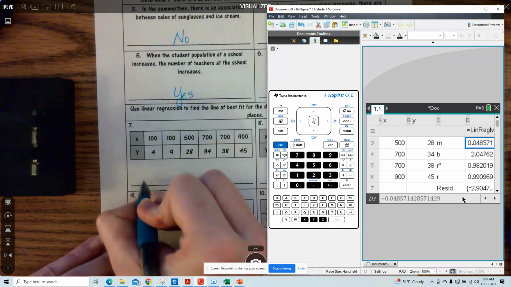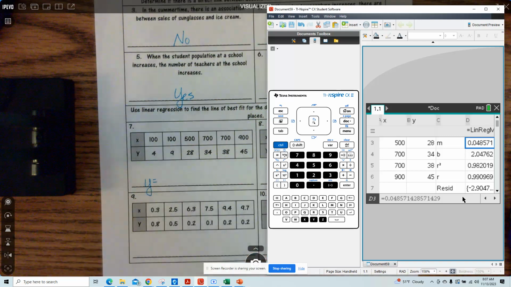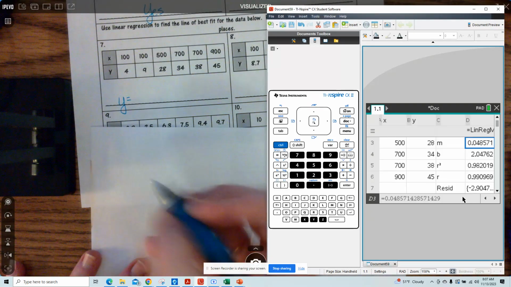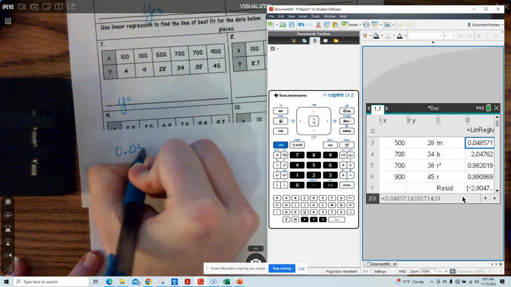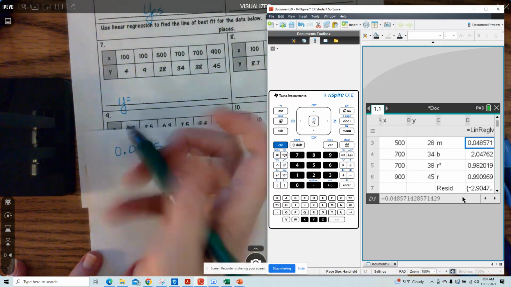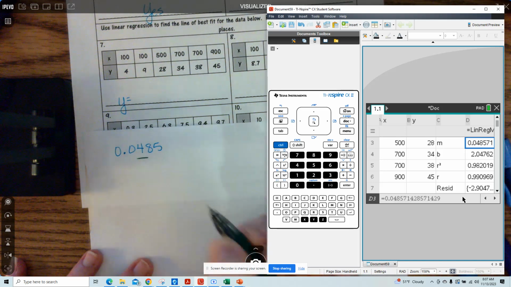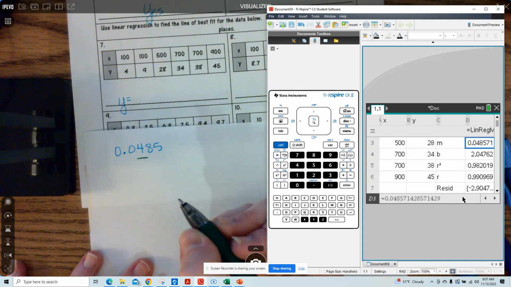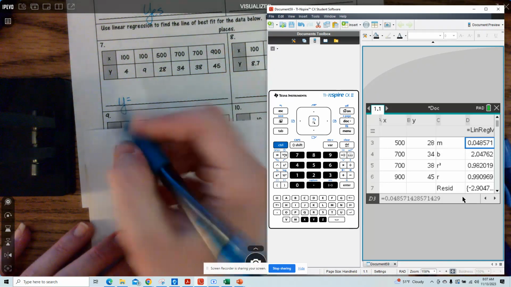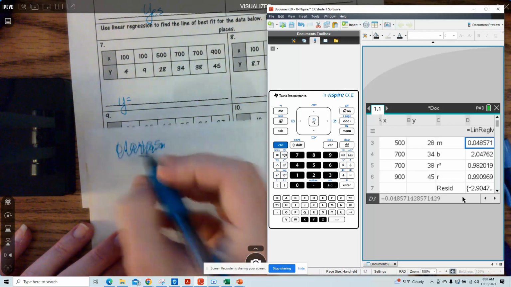Okay, so here's what we're going to do. We're going to round two numbers after the decimal. Okay, hang on here. Let me move this stack. So for number 7, for the slope, I get 0.0485. If I want two numbers after the decimal place, that's this place. Ooh, actually, we're going to do 3 numbers after the decimal, just because some of these have a lot of zeros.